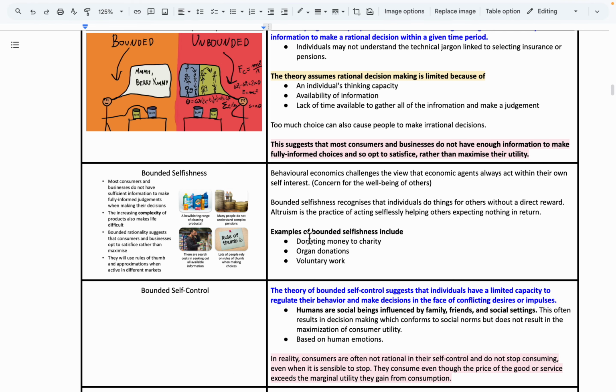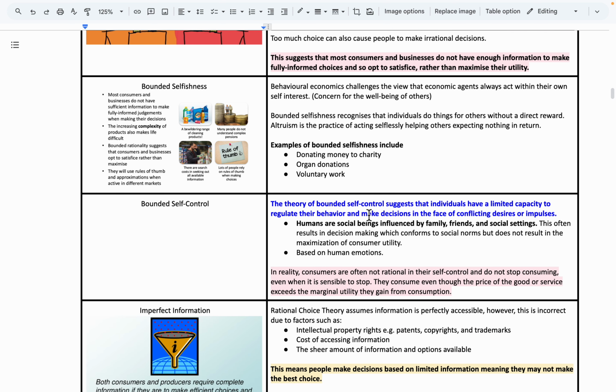So next we have bounded selfishness. So this is a behavioral economic challenge that views economic agents will always act within their own self-interest. So bounded selfishness recognizes that individuals do things for others without a direct reward. Altruism is a practice of acting selflessly, helping others, expecting nothing in return. So this is like donating money to charity, organ donations, and voluntary work.